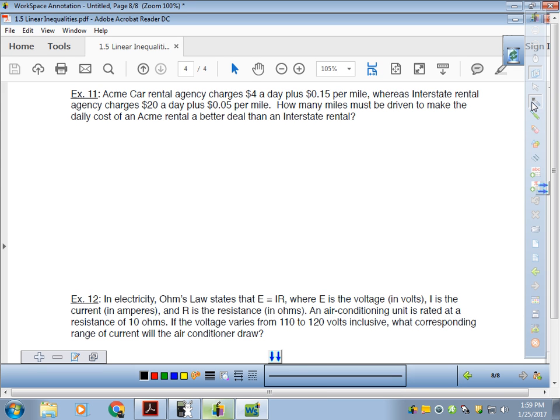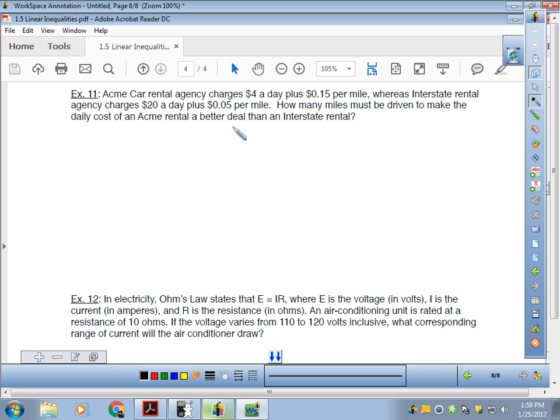So, our first one says, Acme Car Rental Agency charges $4 a day plus 15 cents per mile, whereas Interstate Rental Company, or agency, charges $20 a day plus 5 cents per mile. And so it asks us how many more miles must be driven to make the daily cost of an Acme rental a better deal than an interstate rental.